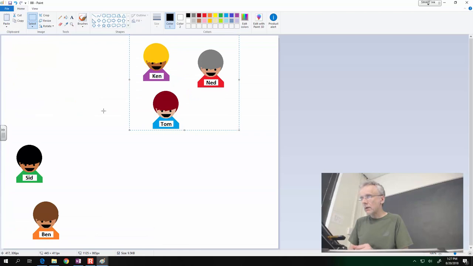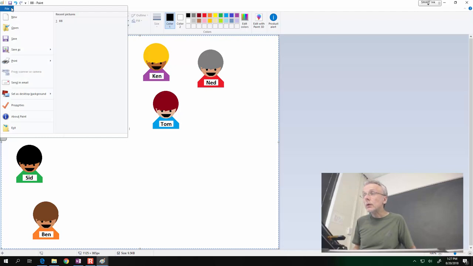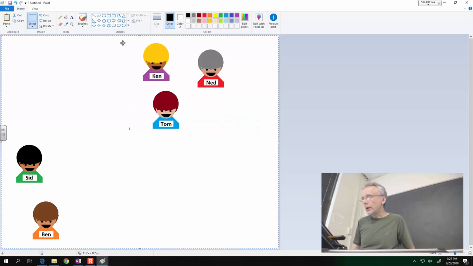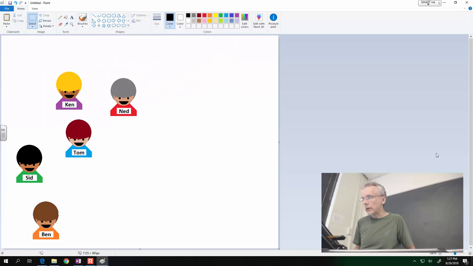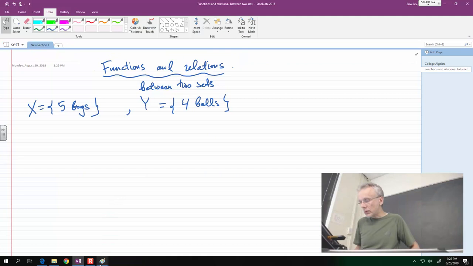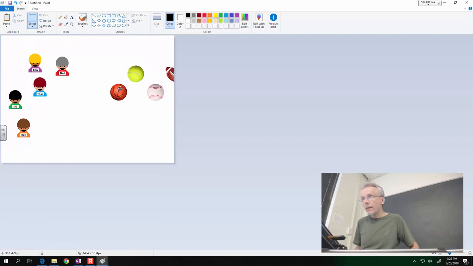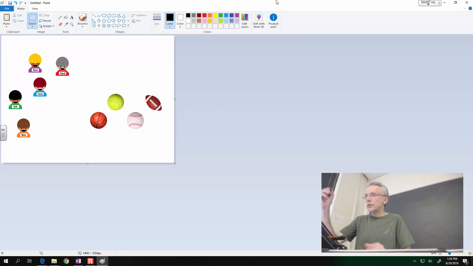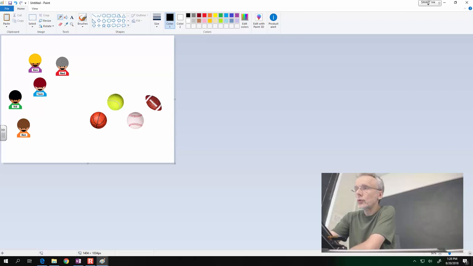Okay, so let me take these. Let me start a new one. Okay, so these are the boys, and now I'll add the other one. Okay, that's what we've got. So let me try to separate them so we wouldn't be confused that we do have two sets unrelated to each other. Okay, so I'll try to circle them. So this will be my set X, and this will be my set Y.